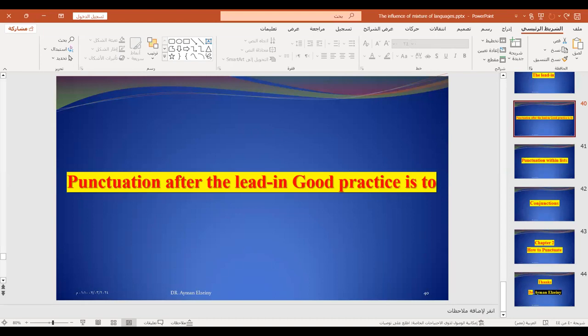Chapter 2. Punctuation after the lead. Good practice is to use an em dash immediately after the lead if the last word is a listed word, followed immediately and naturally as part of the same sentence. The use of a colon is appropriate if the list is the product of the leader.